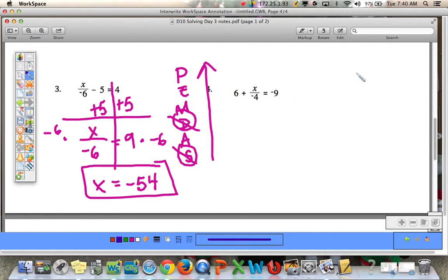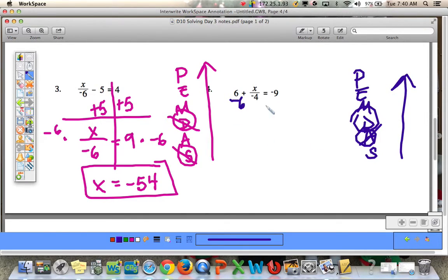Okay, this one, same thing if we write up PEMDAS. We have division. We have addition. So now we work backwards and get rid of the addition first by subtraction. Subtract 6 from each side first. So negative 9 minus 6 is negative 15.